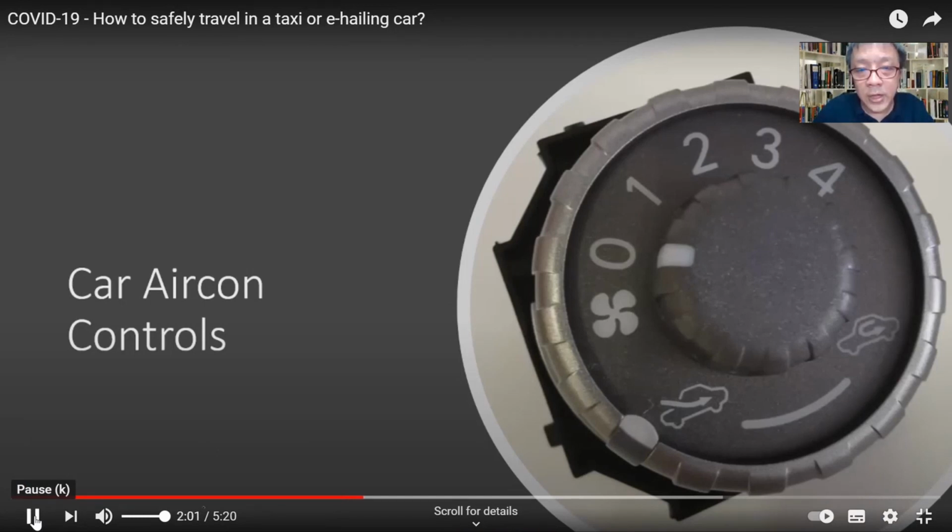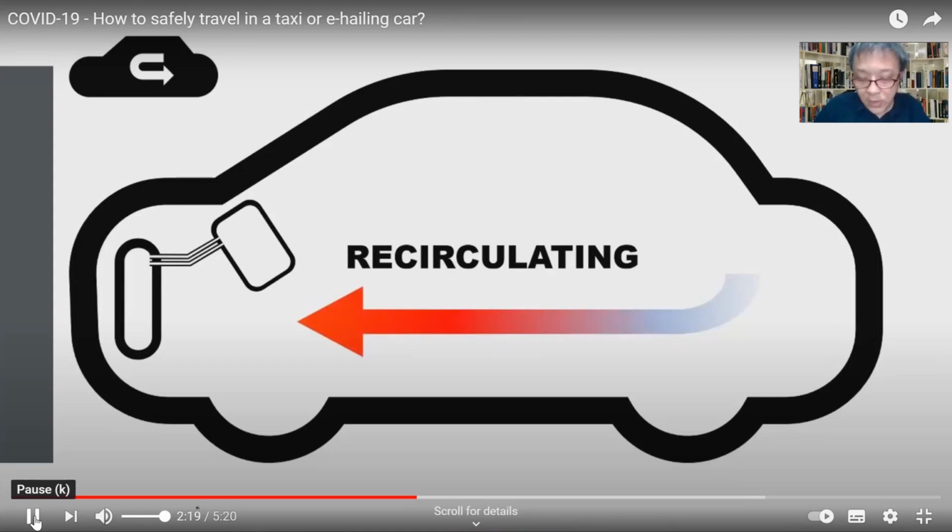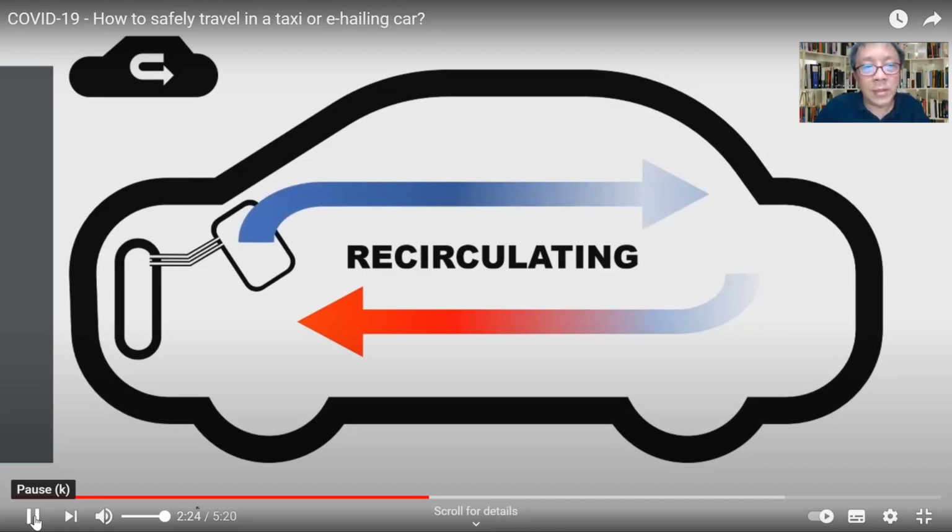So, recirculating or fresh air. This is recirculating air. This is fresh air. All right. So when you click recirculating air, what happens? There will be no external fresh air coming into the cabin. The blower sucks air from the cabin, cools it down, and then recirculates it within the cabin.